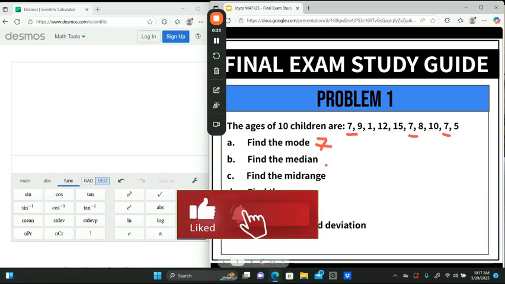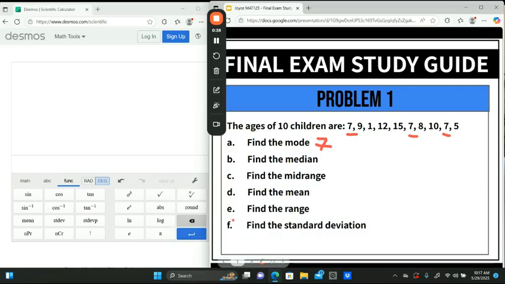Find the median. So for the median, something that's super important to remember, your data set must be in order from least to greatest. So let's go ahead and do that now. We can put it in order. There's 1, 5, there's 3 7s, and then looks like 8, 9, 10. And then a 12 and a 15.